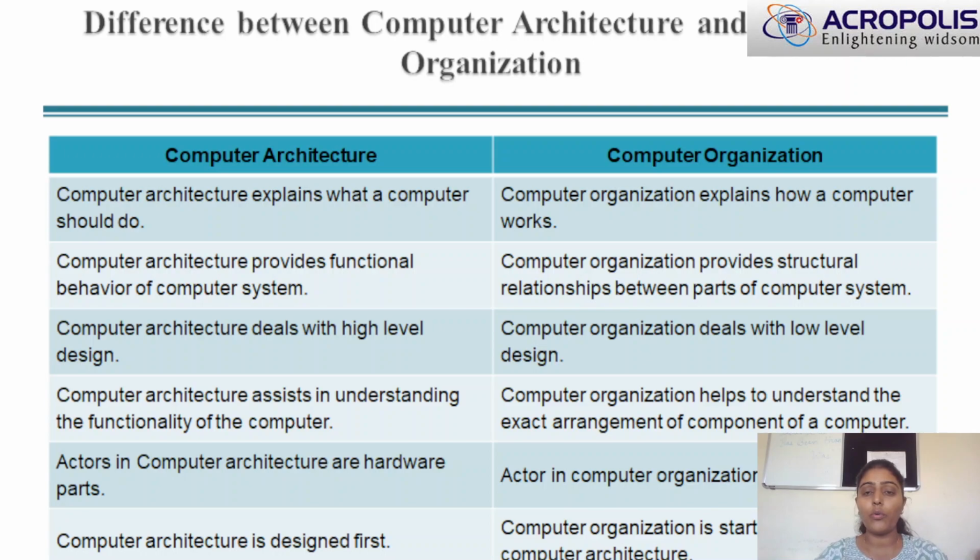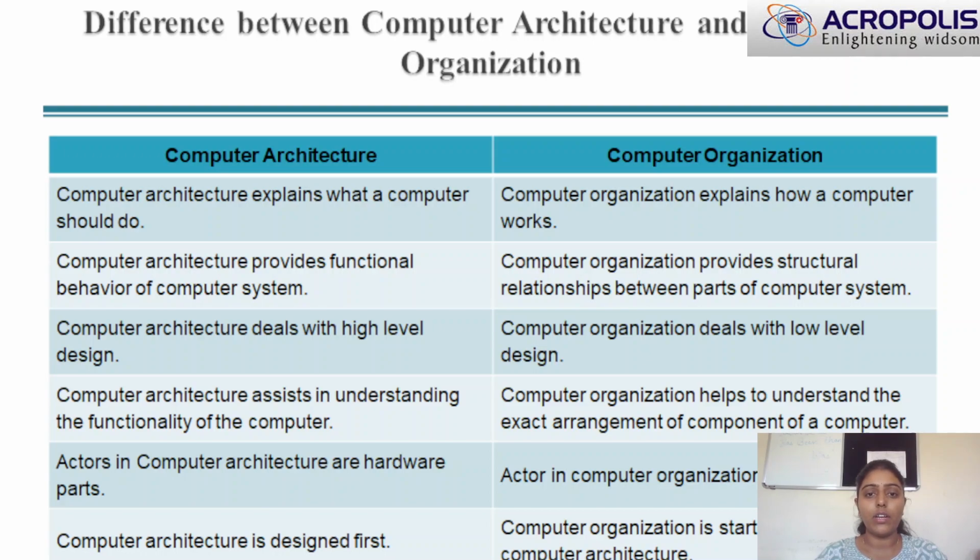If we want to perform some operations like addition, multiplication, division, then the logic behind the multiplication and addition is known by computer organization. Now, computer architecture provides the functional behavior of a computer system. Computer organization provides structural relationships between parts of a computer system. Computer architecture deals with high level design. Computer organization deals with low level design.